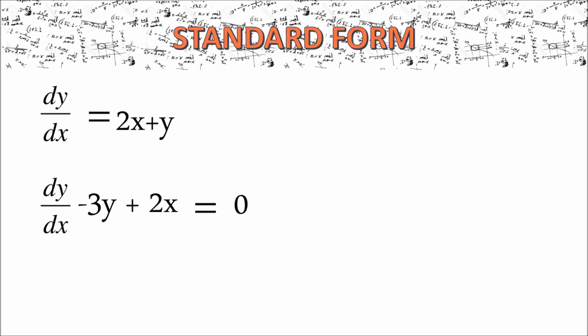So what do I mean by standard form? Over here we have 2 equations. The first equation is dy over dx is equal to 2x plus y. This one will be the standard form, because dy over dx is standing alone at one side, whereas the second equation is not, because dy over dx is together with negative 3y plus 2x.